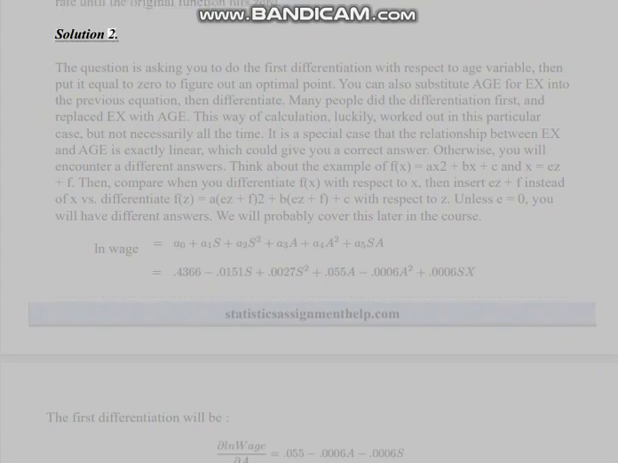Solution 2. The question is asking you to do the first differentiation with respect to the age variable, then put it equal to 0 to figure out an optimal point. You can also substitute AGE for EX into the previous equation, then differentiate. Many people did the differentiation first and replaced EX with AGE.